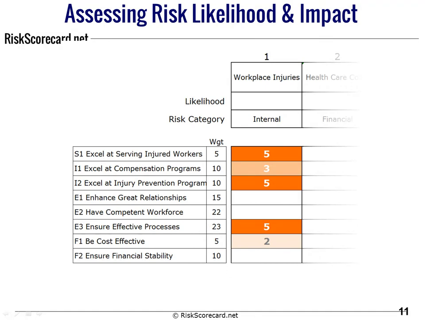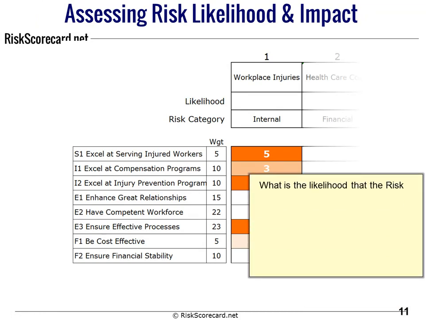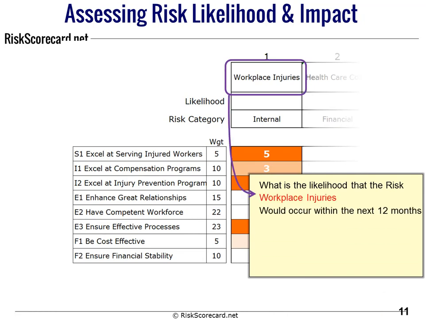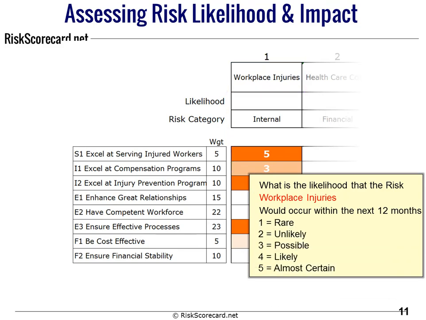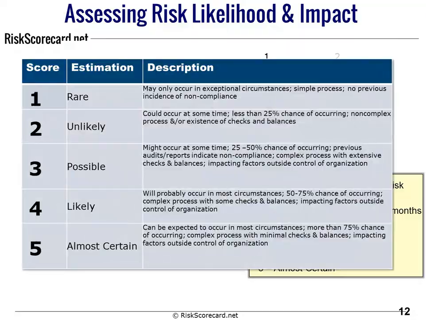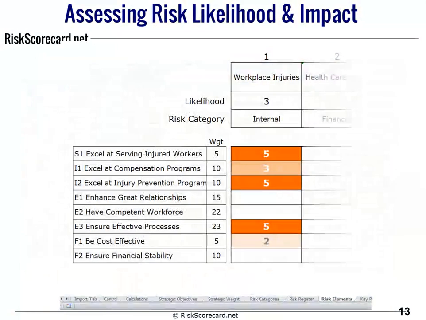Now, the final step in this analysis, of course, is we have to evaluate the likelihood of this impact occurring. So again, what is the likelihood that the risk, workplace injuries, will occur in whatever the next planning period is, let's say 12 months. And again, it's a 1 to 5 scoring. In this case, 1 means rare, all the way up to 5 almost certain. And again, there's some standard definitions available that help you and your team agree on what the 1 to 5 scoring looks like. So in this case, we'll give it a score of 3.